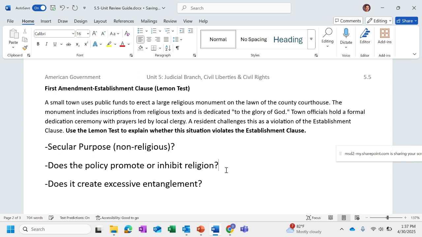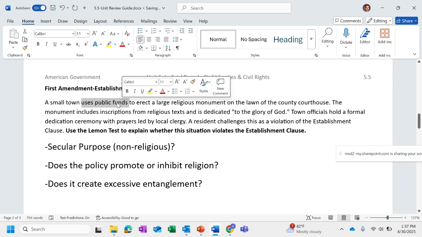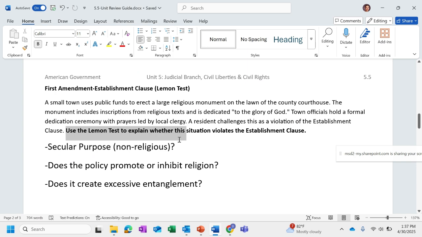So let's check this out. Small town uses public funds. Okay, so that's where the issue is. It's using money, public money, to erect a large religious monument on the lawn of the county courthouse. The monument includes inscriptions from religious texts and is dedicated to the quote-unquote glory of God. Town officials hold a formal dedication ceremony with prayers led by local clergy. A resident challenges this as a violation of the Establishment Clause. Use the Lemon test to explain the situation.